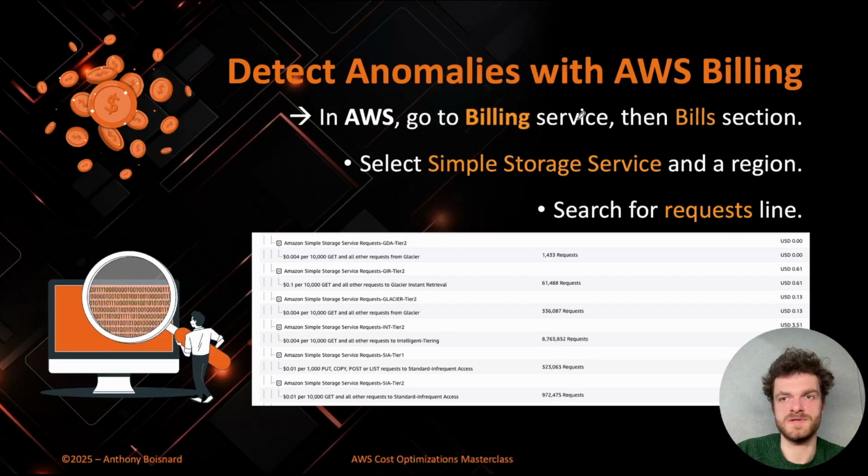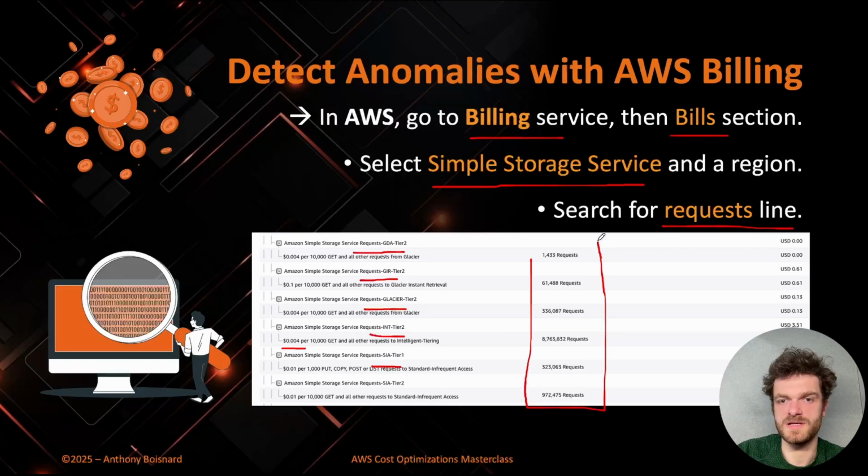To detect anomalies with AWS billing, you simply have to go in the billing service, bills section, select Simple Storage Service and region, and you can search for your request line. So for example, here I have requests for all of them here, here, and here. And you are paying this price here. So for all those numbers of requests, I'm requesting data that is, for example, in Glacier in the archive tier. And so I'm paying this much for all these requests. And you can see if that number is high or low.